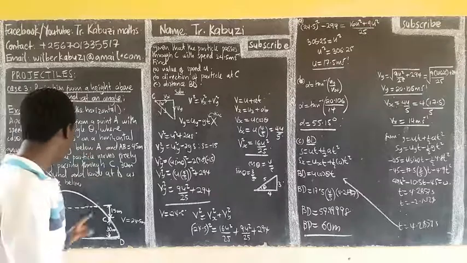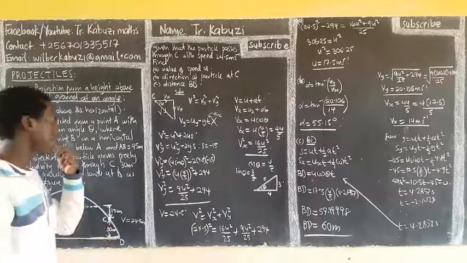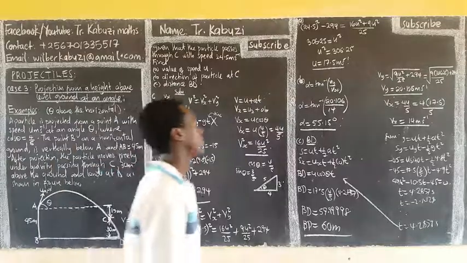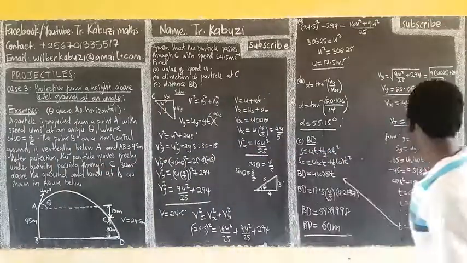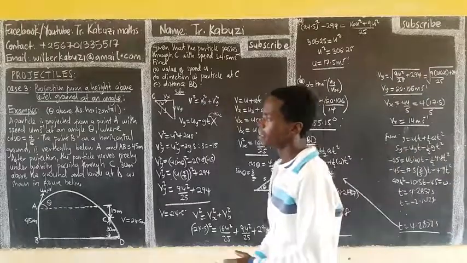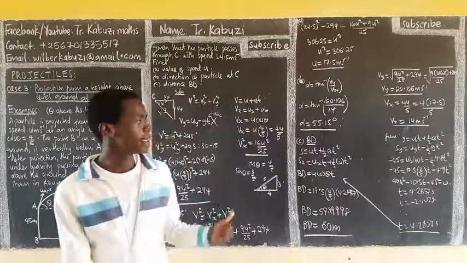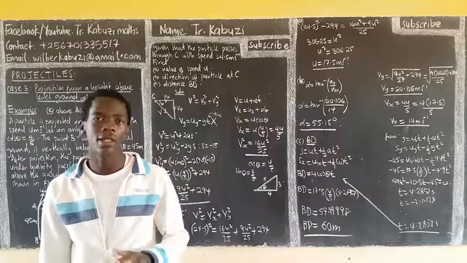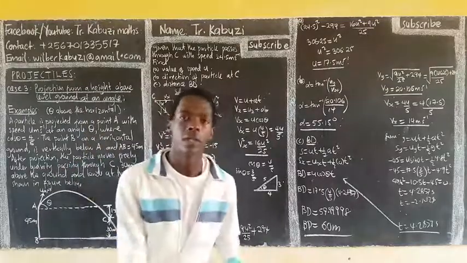Remember, they ask you to get the resultant distance, so first get the time for the whole flight from up there, and then after getting it, you come and use it there. So that's it, members. We are going to see more examples and more tricks about this. Then we shall go to when we have a low horizontal.